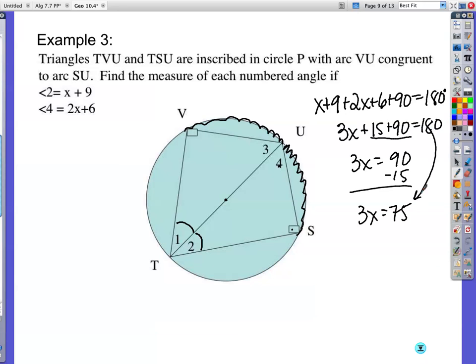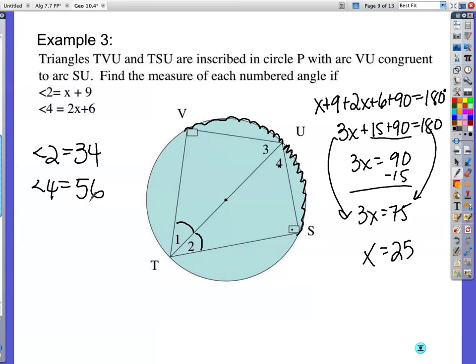So let's just go down to there. Okay, and then I divide by 3, I get 25. So my x value is 25, so I go back and put it in. 25 plus 9 is 34, so angle 2 is 34. Angle 4 is 50 plus 6, which is 56. So if angle 2 is 34, then angle 4 has to be 56. I double check, that adds up to 180. Angle 2 is congruent to angle 1, which is 34 degrees. Oh my gosh, angle 3 also has to be 56 degrees. And we have now found the measure of each numbered angle.